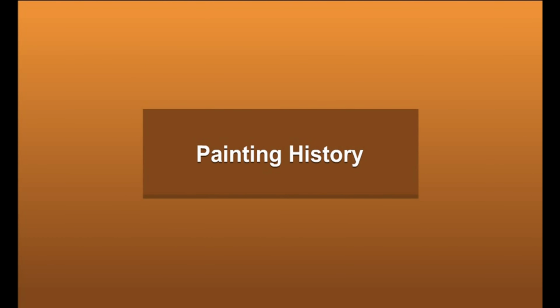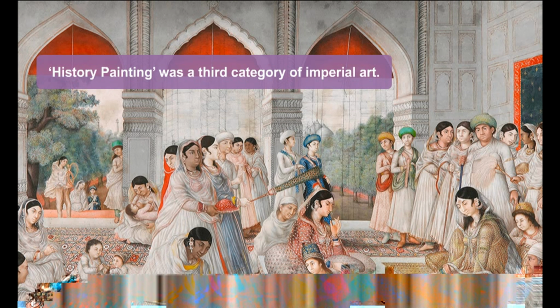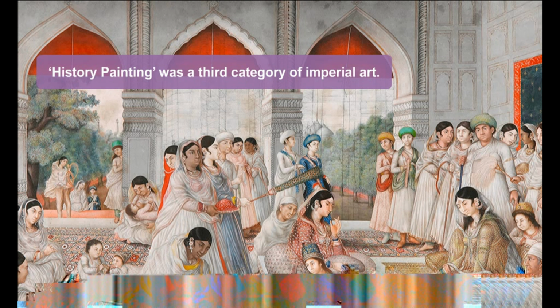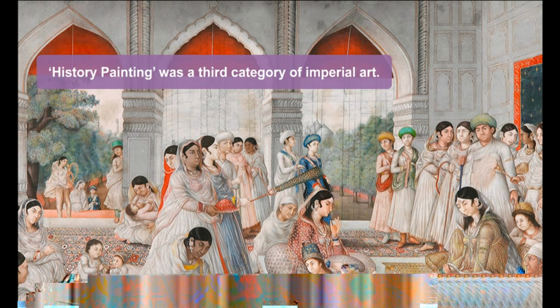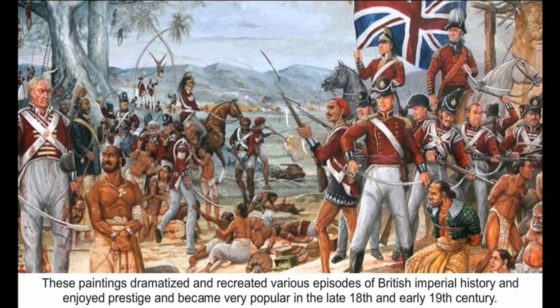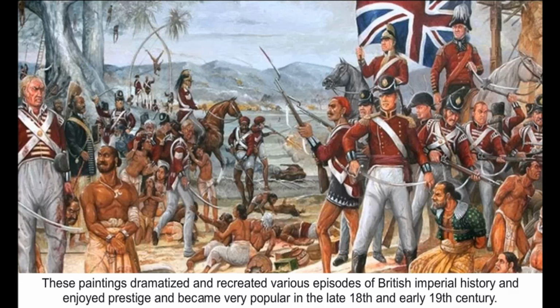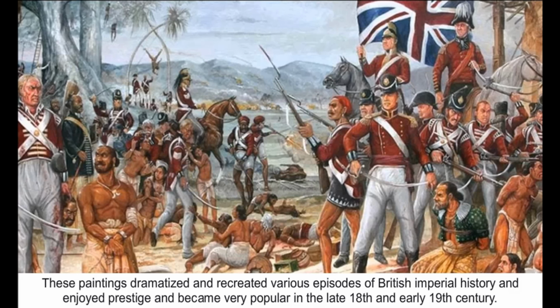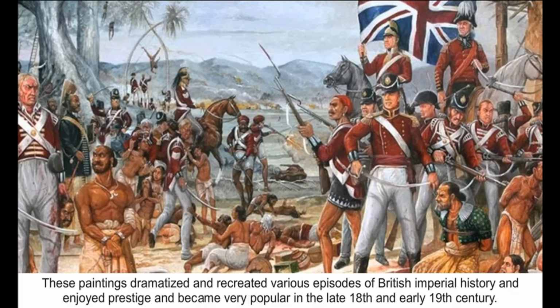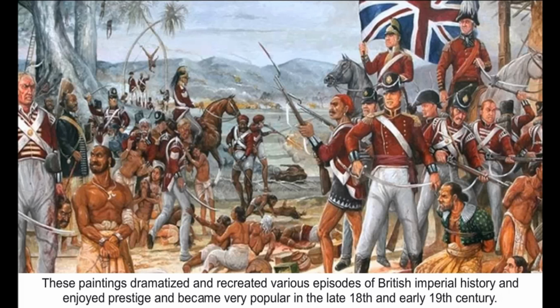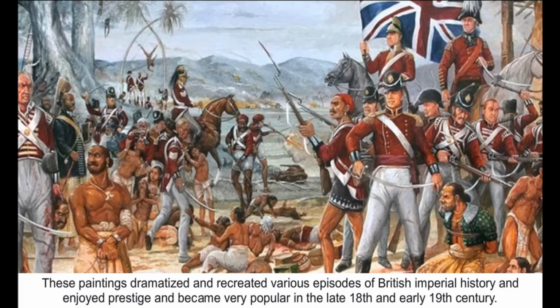Painting history. History painting was a third category of imperial art. These paintings dramatized and recreated various episodes of British imperial history and enjoyed prestige and became very popular in the late 18th and early 19th century.